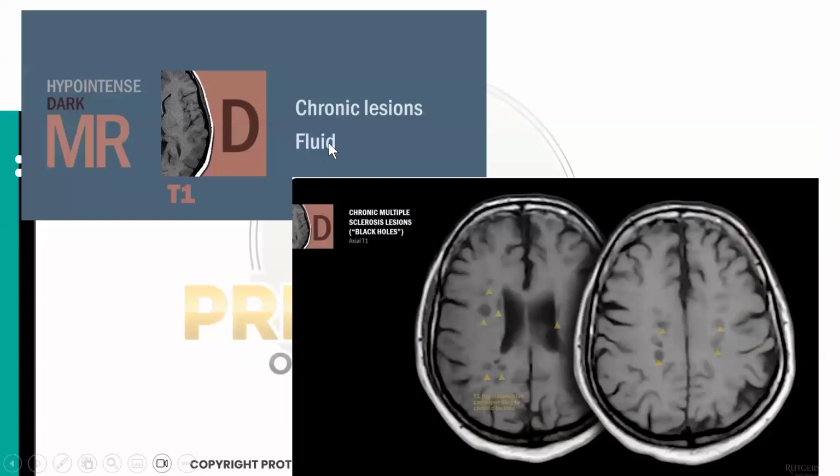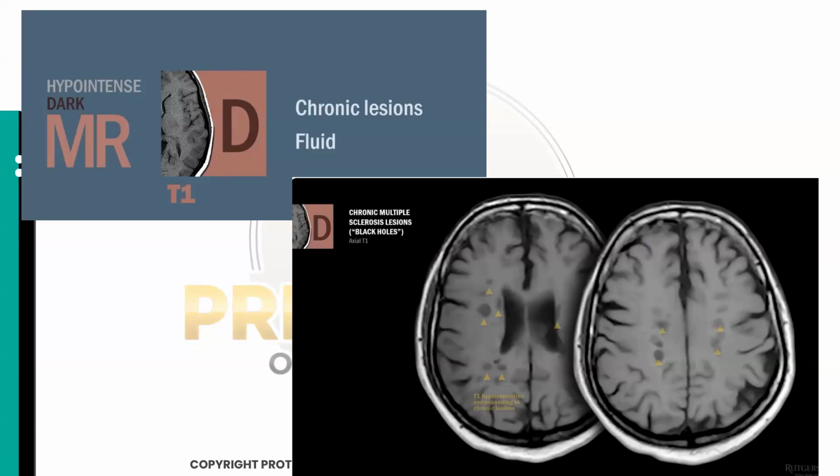Then what is dark on T1? Last thing, these are chronic lesions and fluid. We already discussed that edema is T2 white and T1 black. So edema is going to be T1 black. One important chronic lesion that you should remember is the dark or black holes of multiple sclerosis. These are actually the inactive multiple sclerotic lesions that are T1 hypointense.